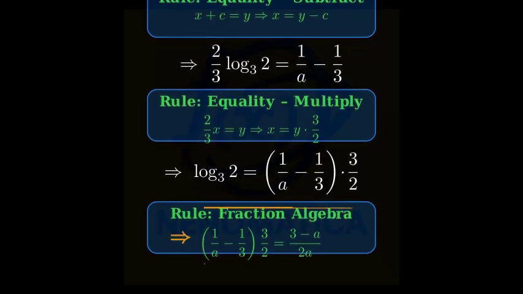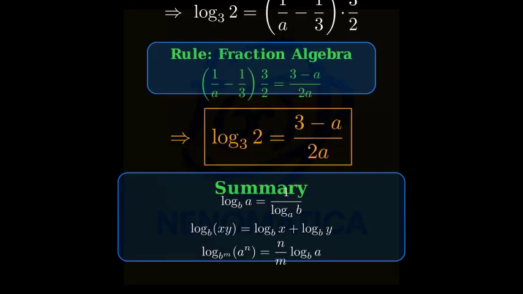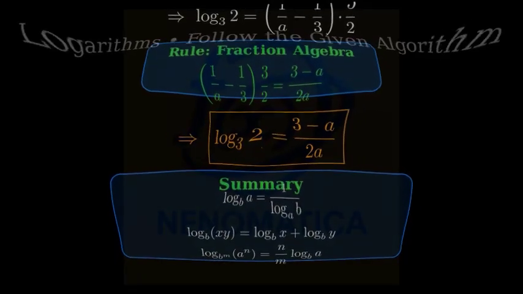Recap. We use the reciprocal change of base, the product rule, rewriting as powers, the power rule, and simple algebra to isolate the target expression. Here is the example we will follow step by step.